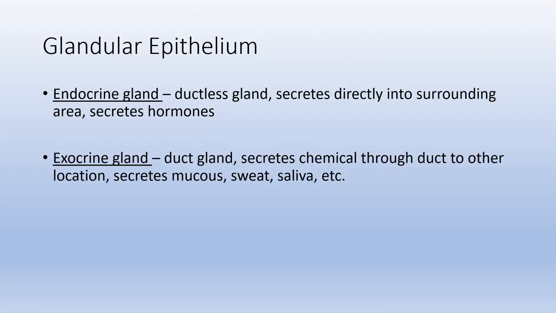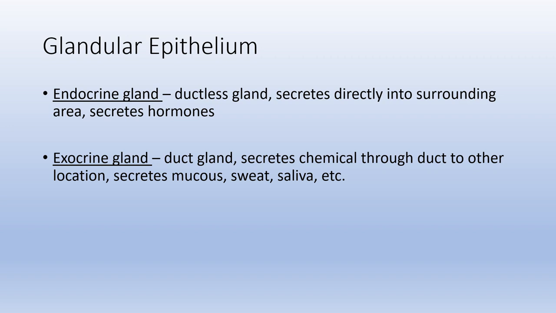Glandular epithelium, there's two different types of glands. Glands are something that will secrete a substance, some type of chemical. They're made of epithelial tissue. There's two main categories, endocrine glands and exocrine glands. Endocrine glands, they do not have a duct. So the gland is by itself. It doesn't have any little tube that's called a duct that attaches to it that would allow the chemical to move through this little passageway, if you will.